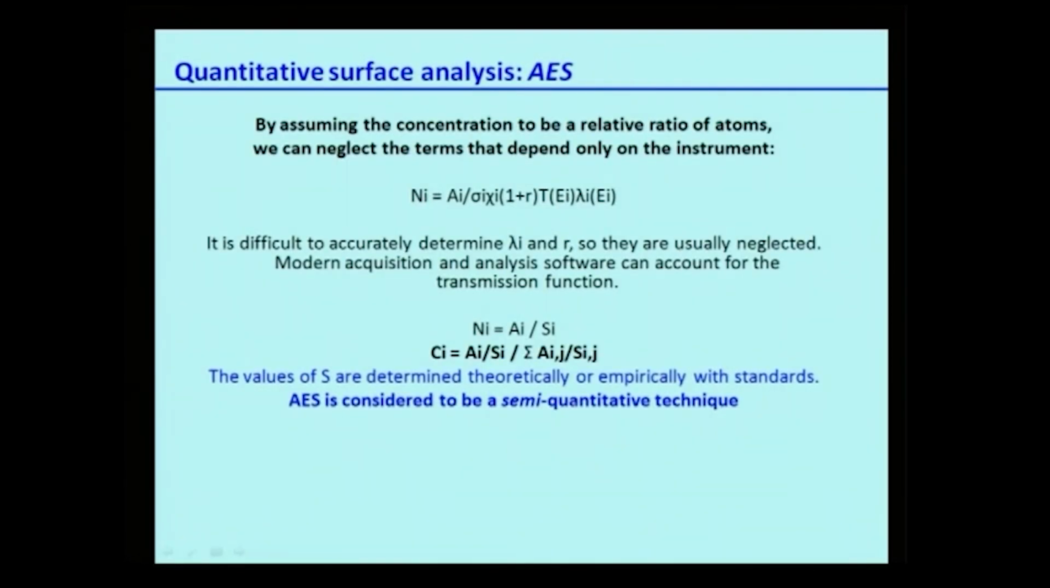Now we can actually do it. This is the sensitivity factor, so we can do it in a much better way. By assuming the concentration to be the relative ratio of atoms, we can neglect the terms that depend on the instruments. So we get this as AI, sigma I. I think there is no need to discuss this, we have already discussed it, but this is a different scheme. The important thing is you have to understand it is a semi-quantitative technique, it is not a quantitative technique per se like XPS.